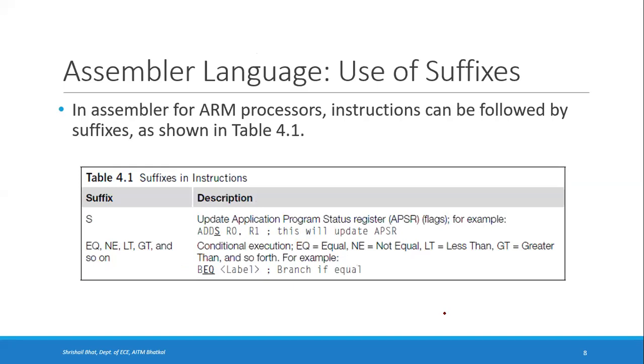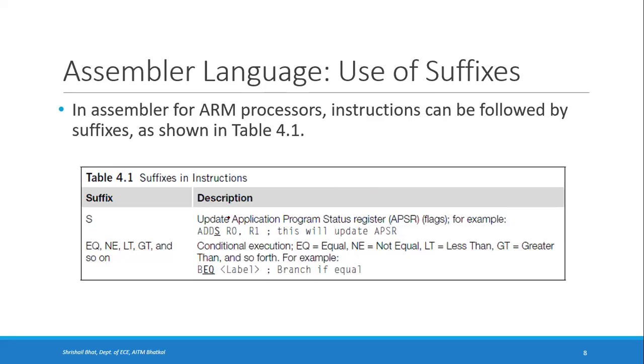Apart from this, in assembly language for Cortex or ARM processors, we use certain suffixes for instructions. Suffixes are added after the instruction. S is one of the suffixes. S stands for status. So how do you use that S? Take the ADD instruction, which is used to add operands. If after ADD you write S, ADDS, that means after addition the status flags will be updated. S indicates update the application program status register.